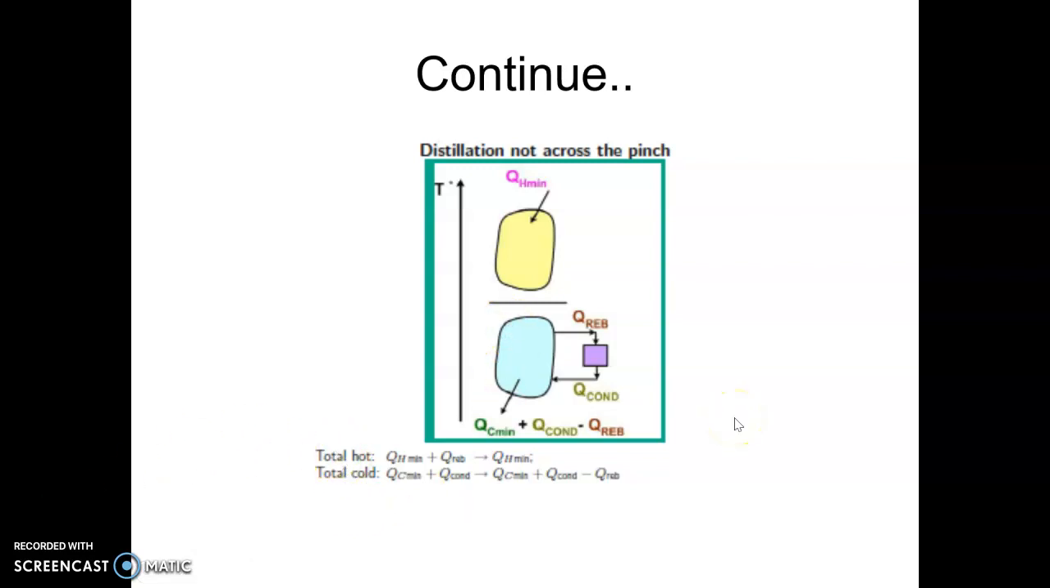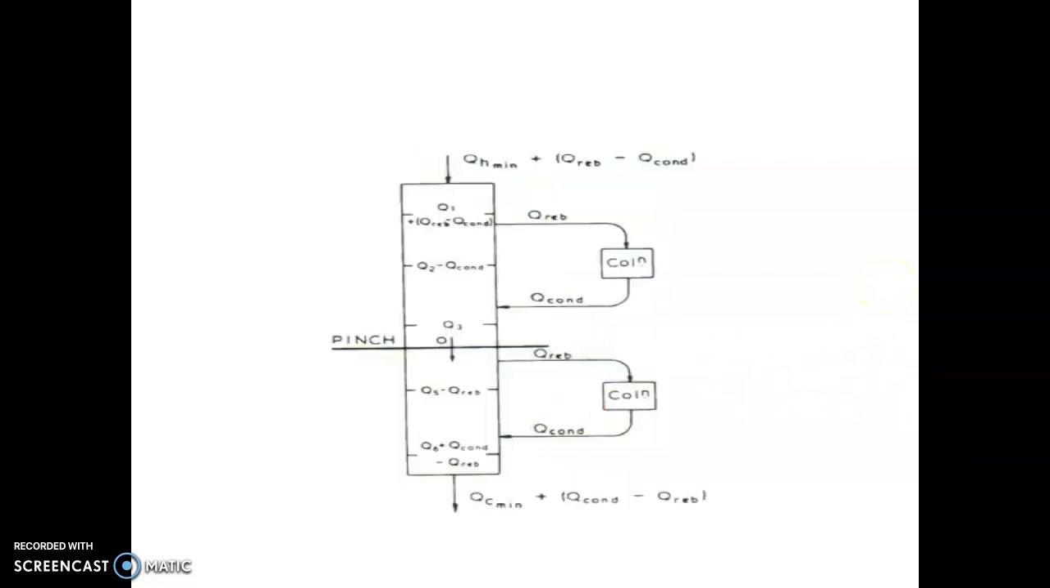In the below-pinch region, I have to supply only QH minimum at the top and QC minimum plus Q condenser minus Q reboiler. Eventually, Q condenser and Q reboiler being the same, my addition to the QC minimum is almost zero, and hence I am able to save energy while I integrate the column. So proper placement of a distillation column is either above or below the pinch. If I put a column across the pinch, then I will have issues in terms of saving energy. So we'll discuss this in detail with the energy intervals when we meet in the next video.